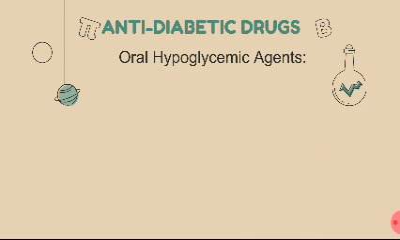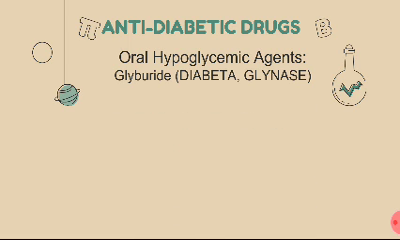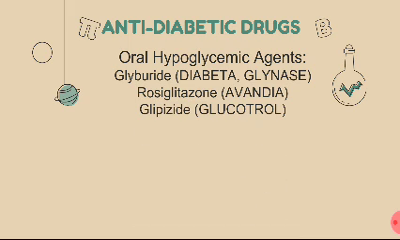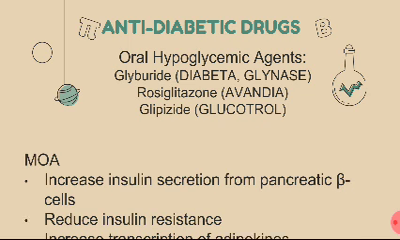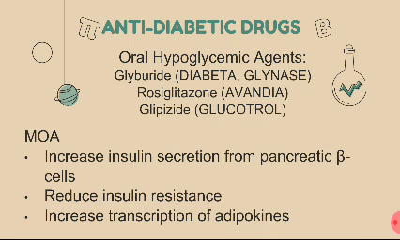The generic names and their brand names. Oral hypoglycemic agents: Glyburide, Diabeta, Glynase. Rosiglitazone, Avandia. Glipizide, Glucotrol. And its mechanism of action. The first one is to increase insulin secretion from pancreatic B cells. The second one is to reduce insulin resistance. And then the last one, it increases the transcription of adipokines.